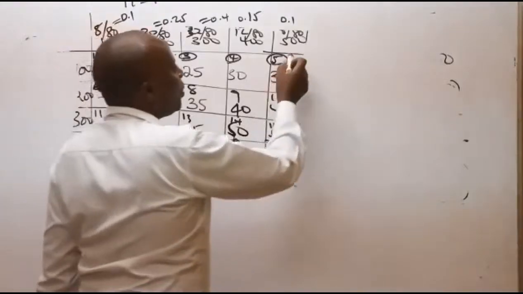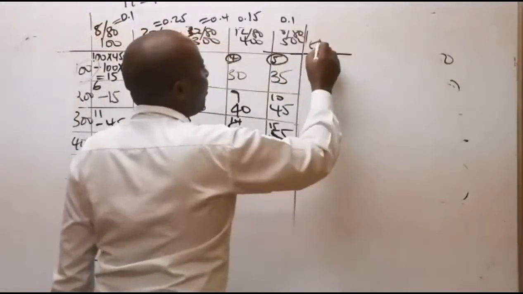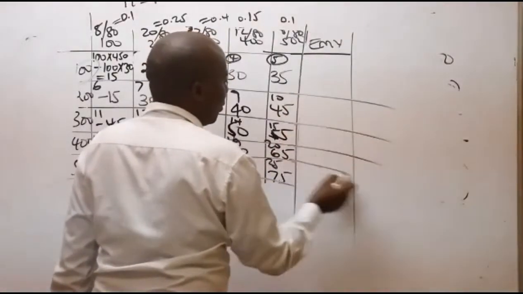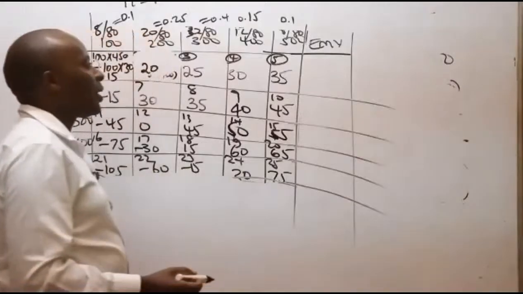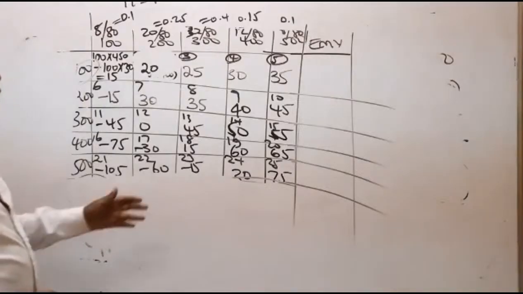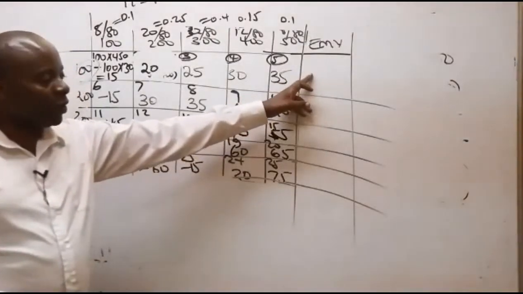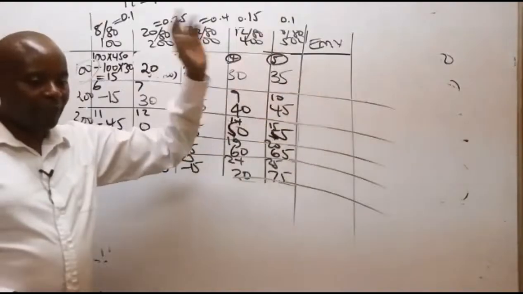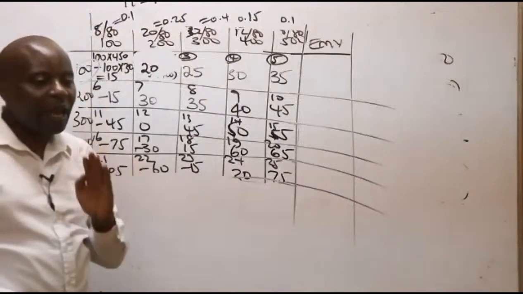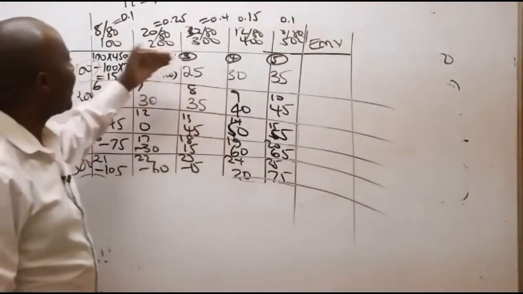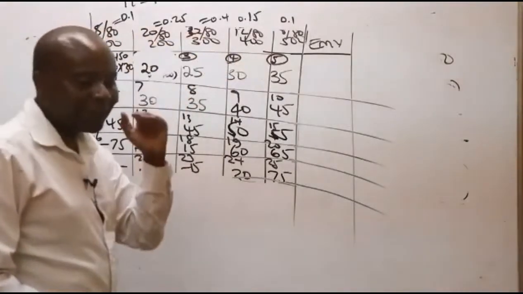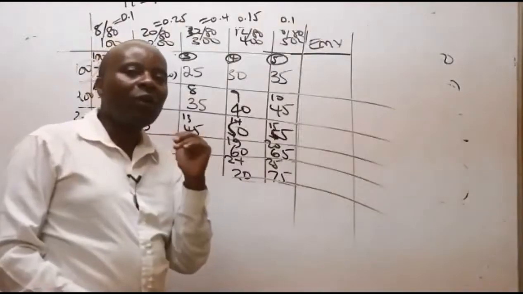So come here, ladies and gentlemen, and give us expected monetary value. What do you think we are going to do to get the expected monetary value for the first alternative? And if you're careful, I'm not putting these probabilities under alternatives. We normally put probabilities under states of nature, because states of nature are the ones you're not able to predict.